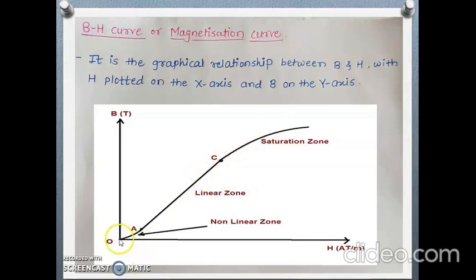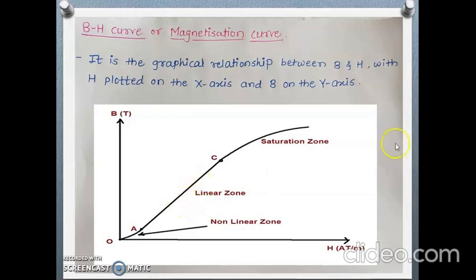From 0 to A is the non-linear region, where as we increase H, B does not change correspondingly or proportionally. From A to C we have the linear zone, where B and H increase linearly with each other. As H increases, B also increases linearly. Also from this region we can get the permeability of the material.